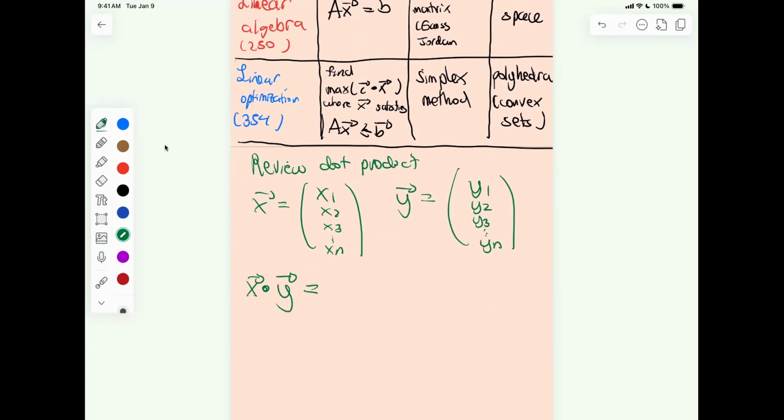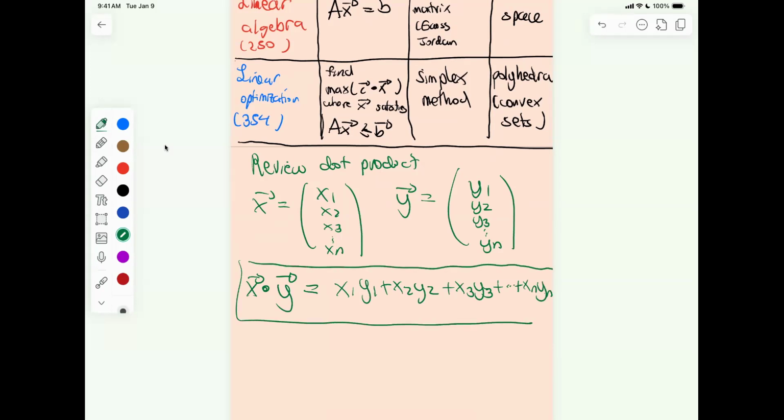The idea of the dot product is that you multiply their entries. You multiply the first entries together, the second entries together, the third entries together, and so on. And then you add them up. Sorry, that should have been a y1. Everyone hopefully remembers that formula.